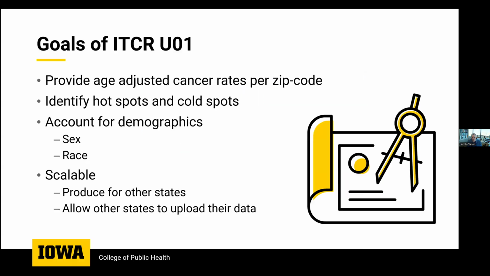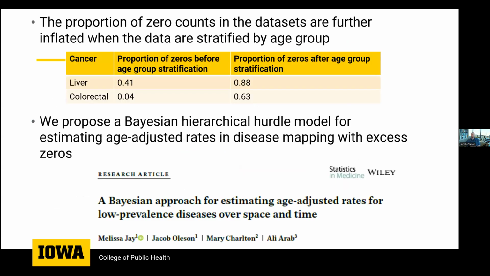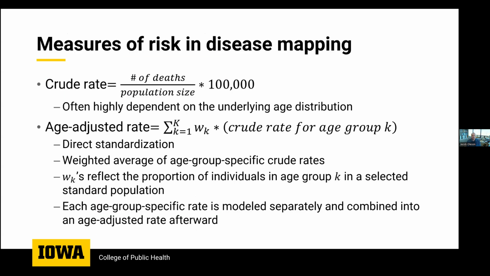They wanted age-adjusted rates. So we are finishing up an Informatics Technology for Cancer Research grant, where we took all of this and converted it into an age-adjusted rate. As we're doing that, there are going to be some problems. If the proportion of zeros was bad overall, now we're going to stratify by age groups and look at how many cases there are in specific age groups. In colorectal cancer, there were 4% zeros before, but by age group, now we have 63% zeros. So zeros are a much bigger problem at this point, leading us to create an additional model for estimating age-adjusted rates for low prevalence diseases over space and time through a hurdle model.